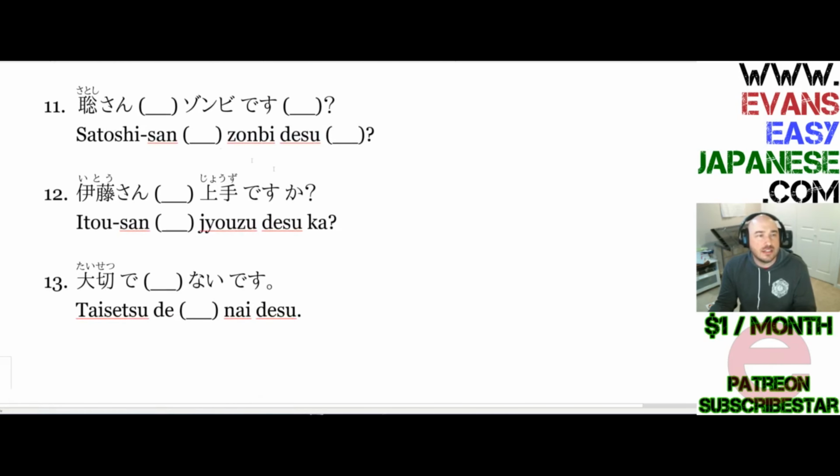Number 11. He invented Bitcoin. Satoshi-san wa zombie desu ka? Hey, you know Satoshi? Is he a zombie? It could be a ga, but we're gonna go with wa. Satoshi-san ga zombie desu ka? Actually, now that I think about it, the ga sounds kind of weird. If it were a ga particle, it's 'is Satoshi a zombie?' If it's a wa particle, it's 'Satoshi, is he a zombie?'